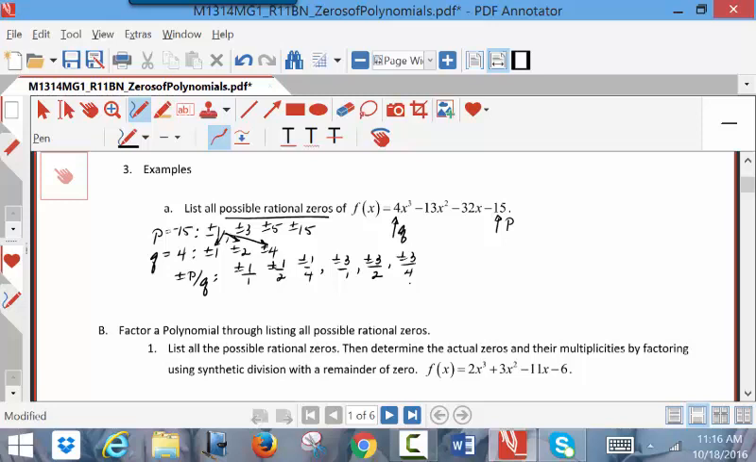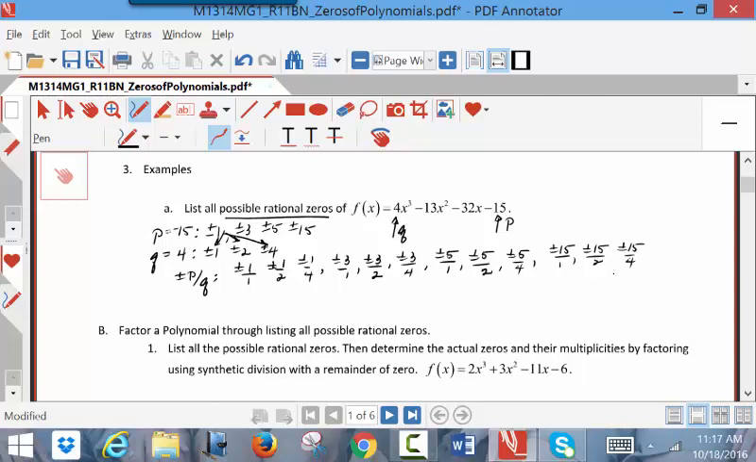Then I take the p-value of 5 over each of the q values. So a p-value of 5, I take the 5 over the q-value of 1, the 5 over the q-value of 2, and the 5 over the q-value of 4. Then I take the p-value of 15 over each of the q values also. So the 15 over the 1, the 15 over the 2, and the 15 over the 4.